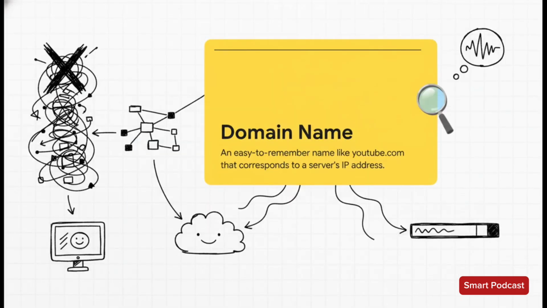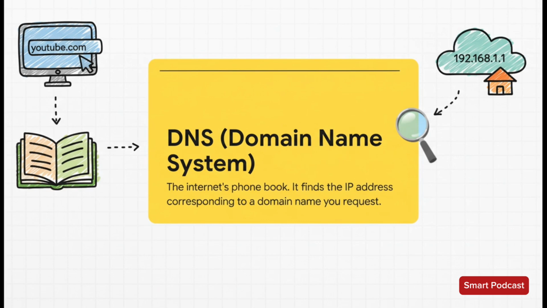But let's be honest. Who wants to remember a long string of numbers like 142.250.191.238? No one. So we use something way easier, a domain name, like youtube.com. It's basically a human-friendly nickname for that long, numerical IP address. So how does your browser connect that friendly name to the right string of numbers? It uses something called the DNS, or the Domain Name System. And you can think of it just like a giant digital phone book for the entire internet. When you type in youtube.com, your browser asks the DNS, which looks it up and finds the right IP address to send your request to.